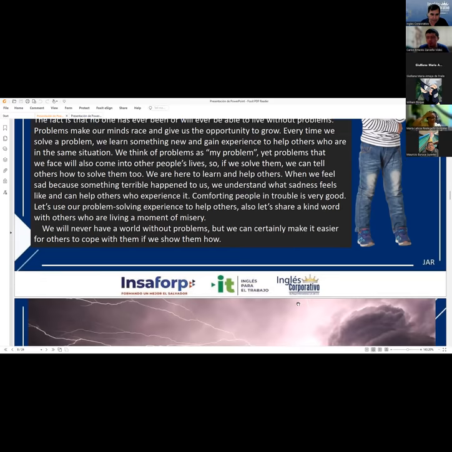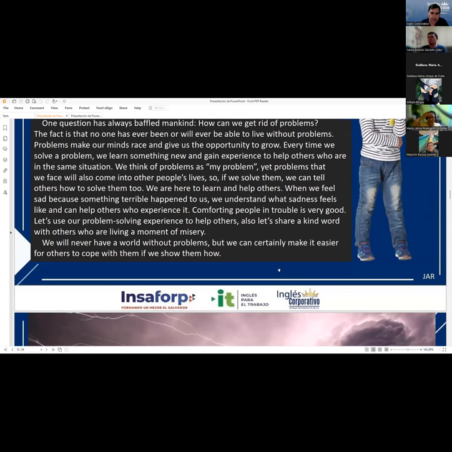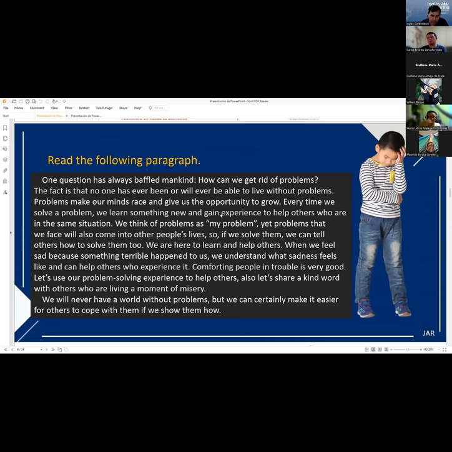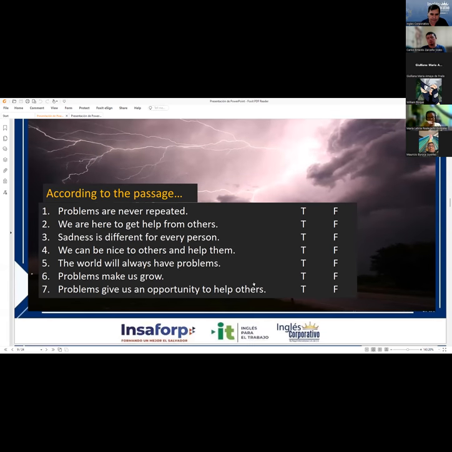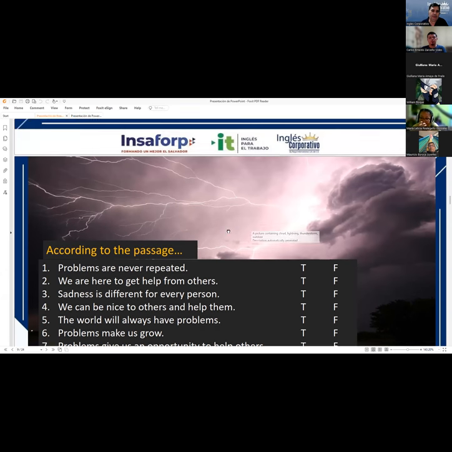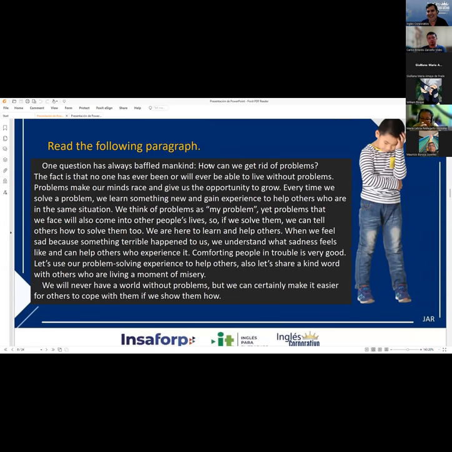Okay, now if you have no questions, you're going to go to the groups to practice a reading, but then you have to decide if these statements are true or false. So you're going to see, "Problems are never repeated." True or false? According to the passage, false. So you're going to discuss that. Okay, let's go to the groups and discuss with you.